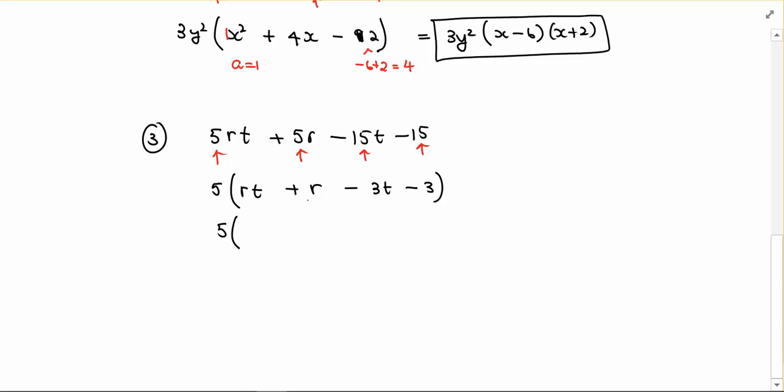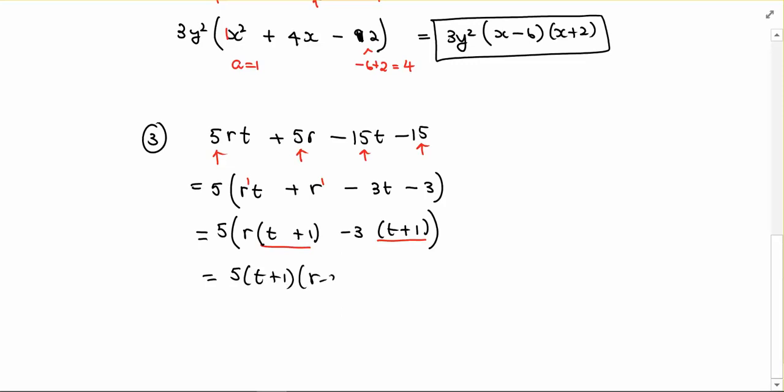Of the first two, r to the first power is the least power of the common letter. So I take it out: r times (t plus 1). I know this has to be t plus 1, and if that's to be t plus 1, this has to be minus 3. And then I finish up my GCF factoring: 5 times (t plus 1)(r minus 3).